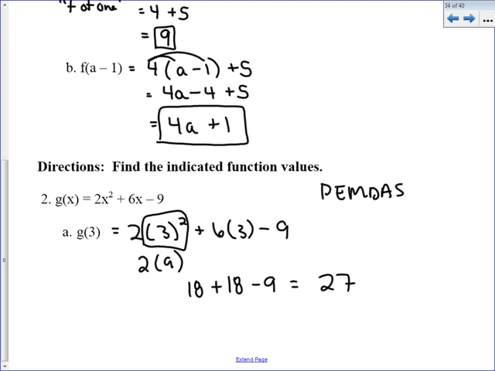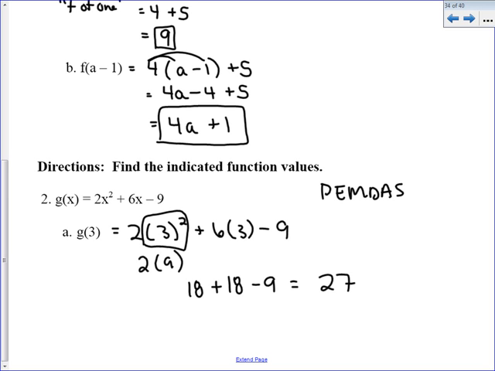Once you get down to addition subtraction, this is still a problem that comes up a lot in the tests. Don't do the subtraction first necessarily. Once it's addition subtraction, you just work left to right.